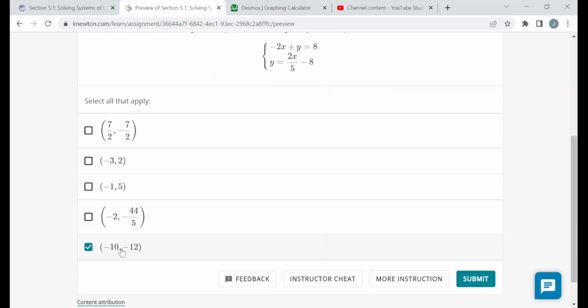So only this one. I know they're trying to trip you up here, saying select all that apply. Now, if these two lines had the same slope and the same y-intercept, if they were the same line, then there may be more than one solution, and you'd have to go in and actually check, or plot the points on Desmos and see if the points actually show up on the line. But the only one that works here is negative 10, negative 12.